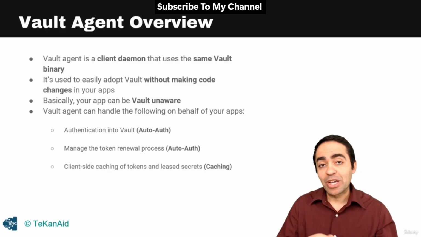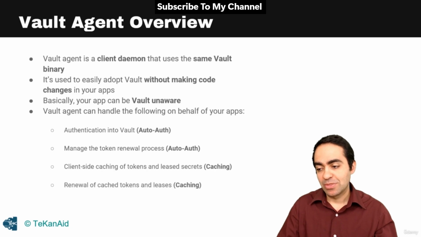From a caching perspective, it can do client-side caching, where it's going to cache the Vault tokens and also leases, so dynamic secrets. It will not, however, do caching for the key value secrets. And that functionality is caching within Vault Agent. It will also renew the cached tokens and the leases that it generated.